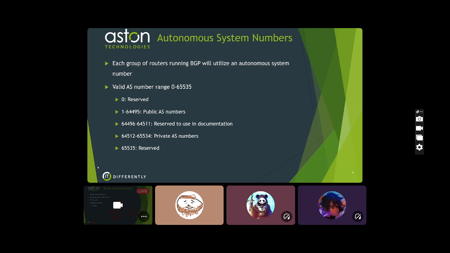So this whole thing is controlled by IANA, the Internet Assigned Numbers Authority. You have to pay for a public AS number. You can use a private AS number within your organization willy-nilly, it does not matter. They are there for companies to use internally for using BGP internally, iBGP. We'll talk a little bit more about iBGP coming up here.